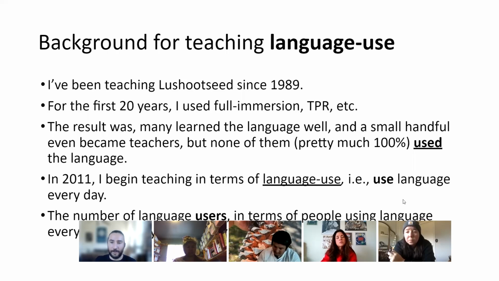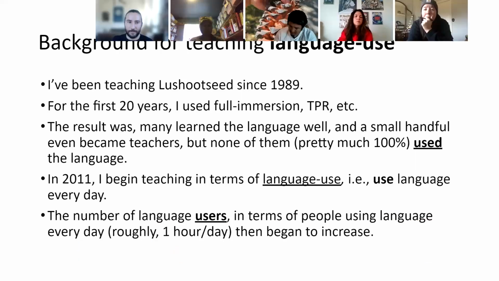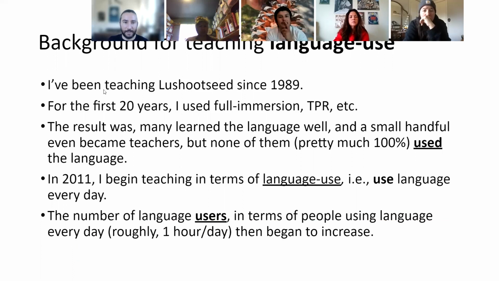And then background. So this is Zeke's background for teaching language use. He began teaching Lachute Seed in 1989. For the first 20 years, he used full immersion, which is where you only speak in the language. And that's kind of the biggest one that's suggested for language revitalization. TPR, total physical response, so that's connecting movement with the language, and other things. The result was many learned the language well, and a small handful even became teachers, but pretty much 100% of them did not use the language.